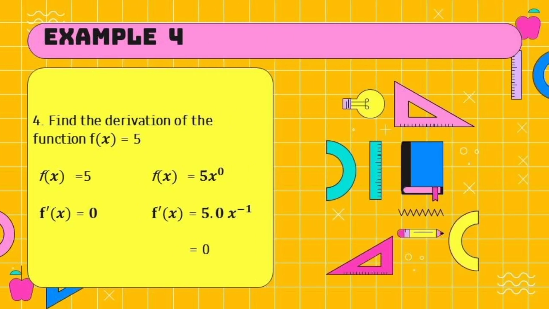Next, example 4. Find the derivation of the function f(x) equals 5. So, here the function is in the form of a constant. There is no x variable, so the derivative of the function equals 0 because f(x) is 5. In other words, 5 has no x variable or can be written as 5x^0.